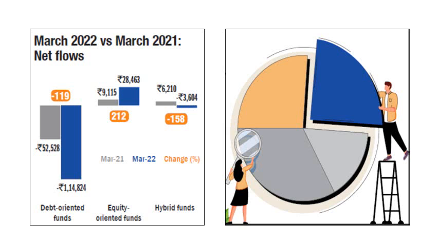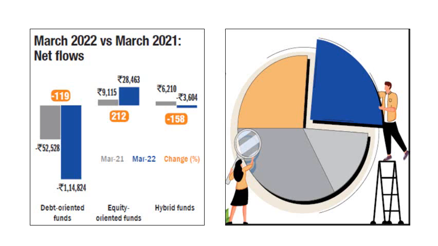First, let us see the debt oriented mutual funds. In this figure, the navy blue on the left side is March 22, and the gray color is referred to as March 21 data. Let us see the debt oriented funds. Almost 1,14,824 crores went out. That means people are taking money out of these debt oriented funds. Last year it was 52,528 crore, but this year it becomes 1,14,824 crore that people took out from the debt oriented funds.